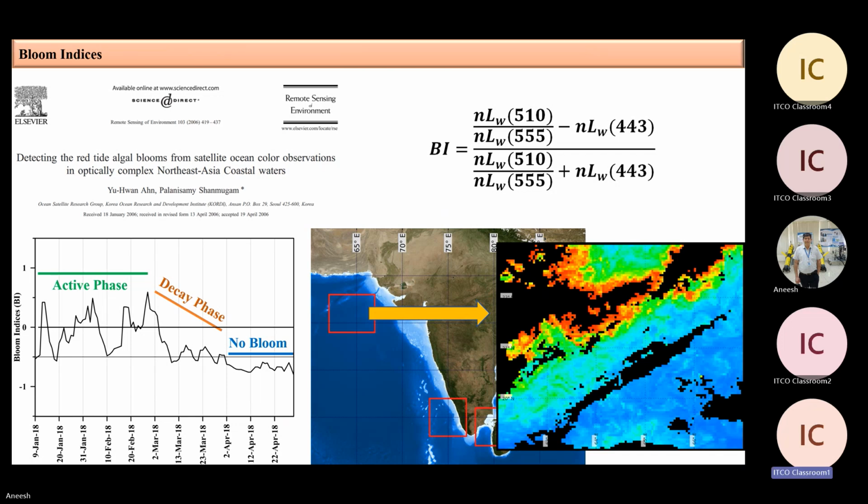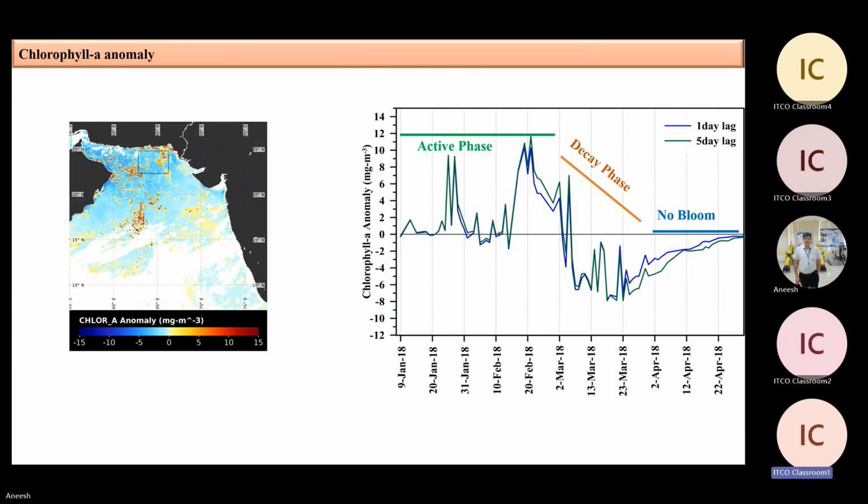So the bloom index is, this is the equation that you can see. It uses the 510, 555 and 443 nanometer bands. And based on the spectral signal, we calculate the bloom index. And this bloom index is normally positive during the active phase of the bloom, and it is negative during the decay phase. This is the model that I'm showing. So that is also one more indicator.